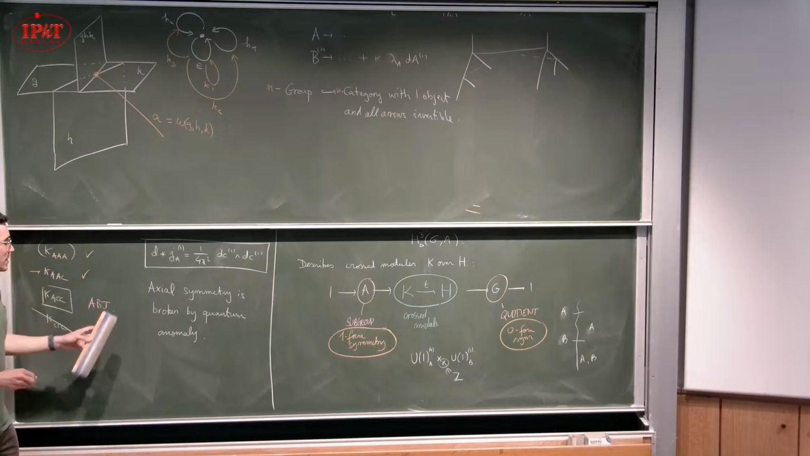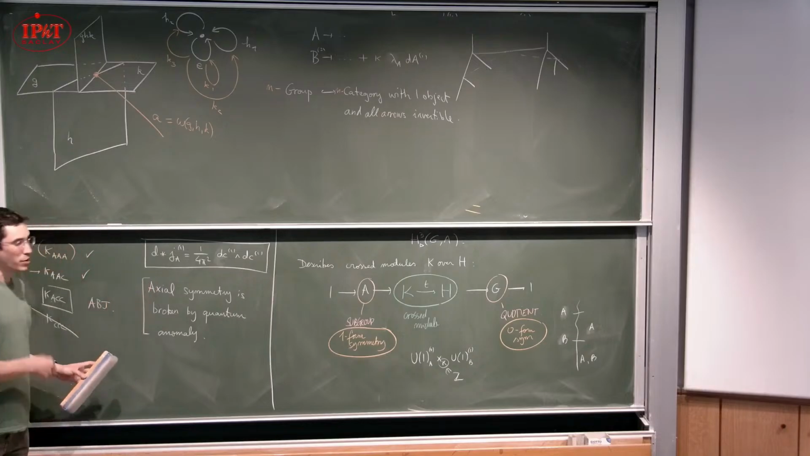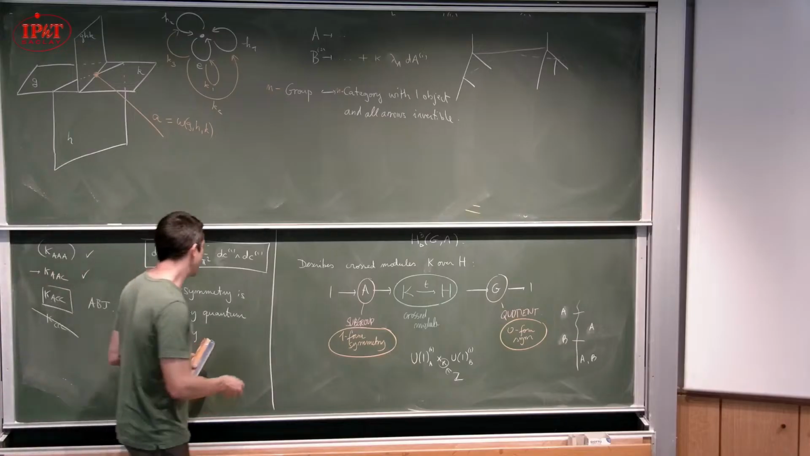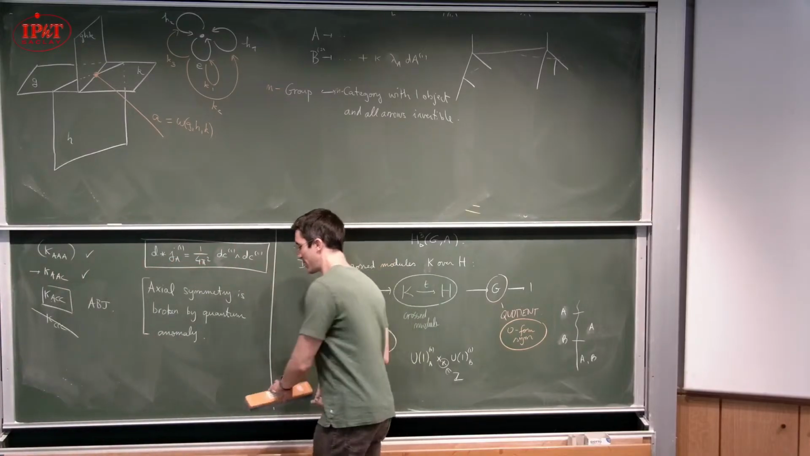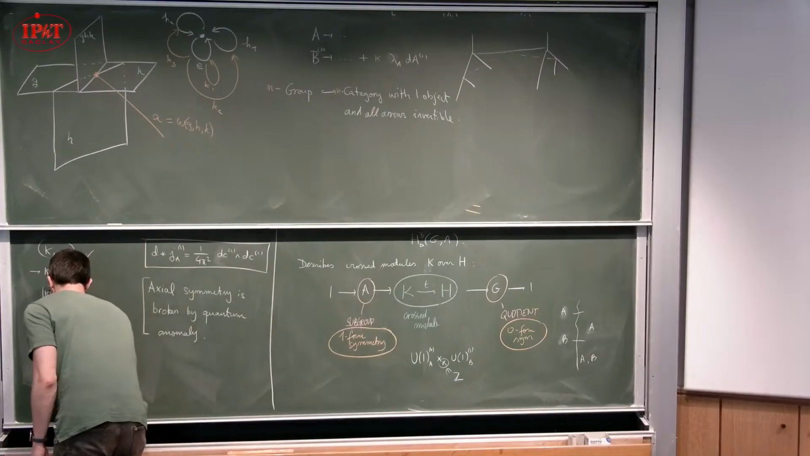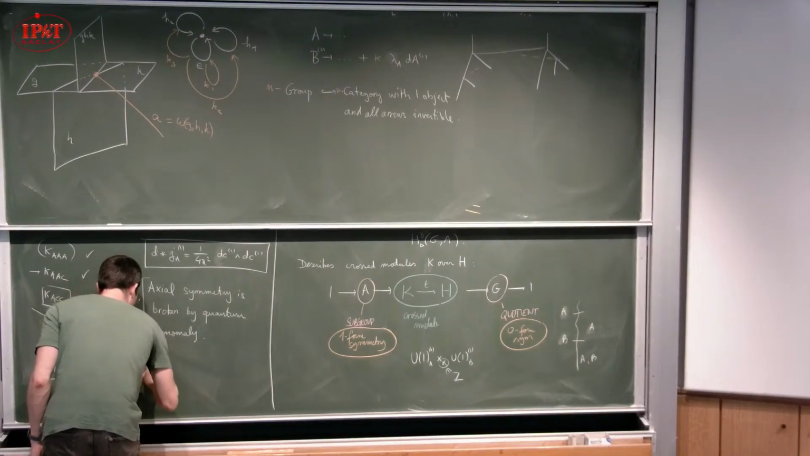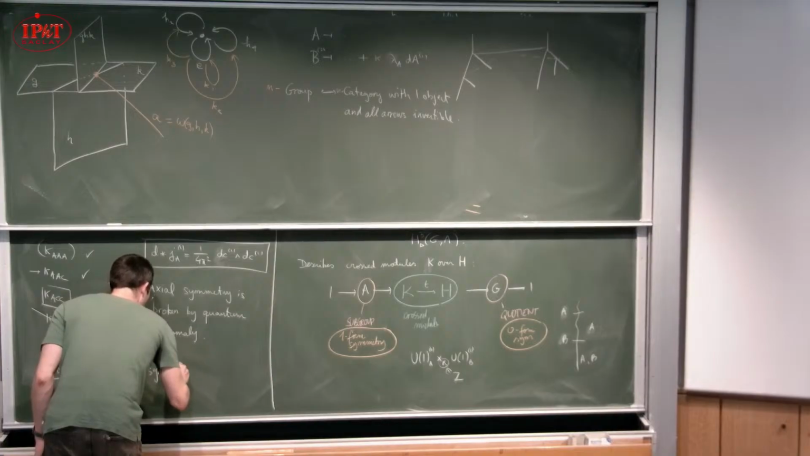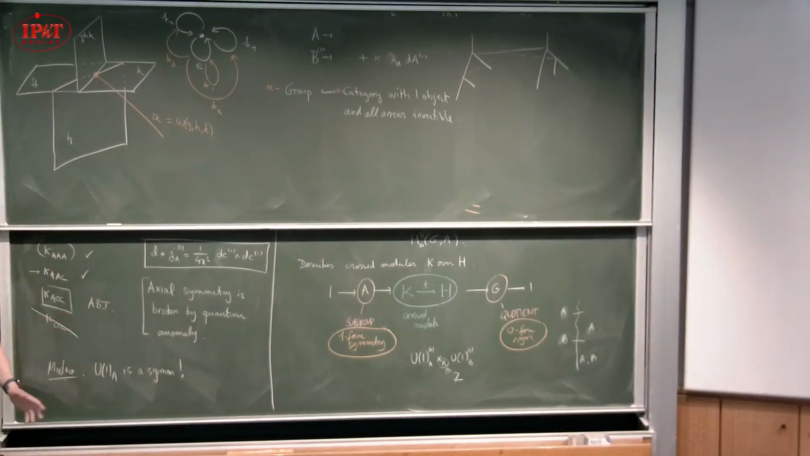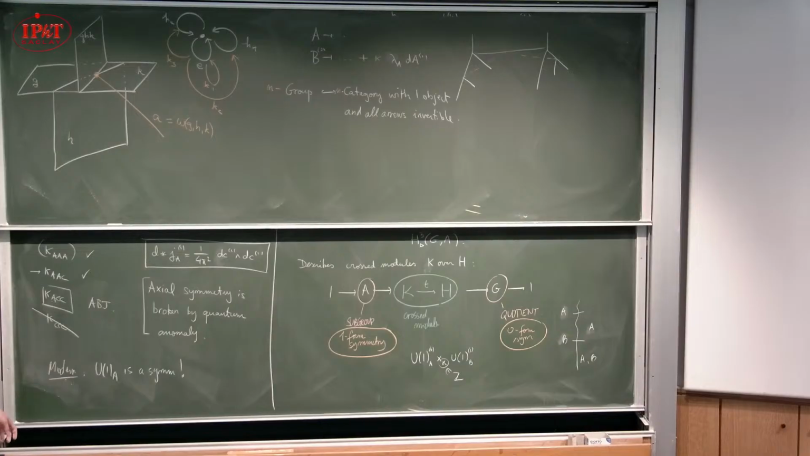Now, this is the classical take on that. The modern take on that question is that it's not this. The modern answer is U(1)_A is a symmetry. It is a symmetry of the full quantum theory, no problem. So how do we reconcile these two statements? Well, it is a symmetry, but a slightly unusual one in the sense that it is non-invertible.